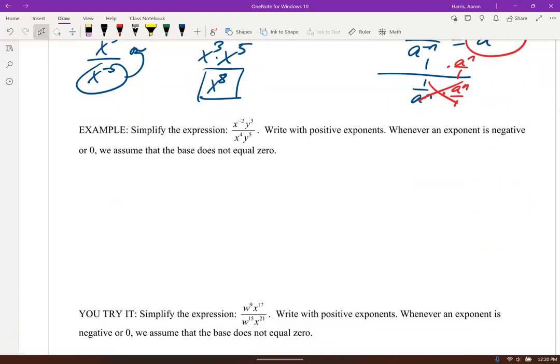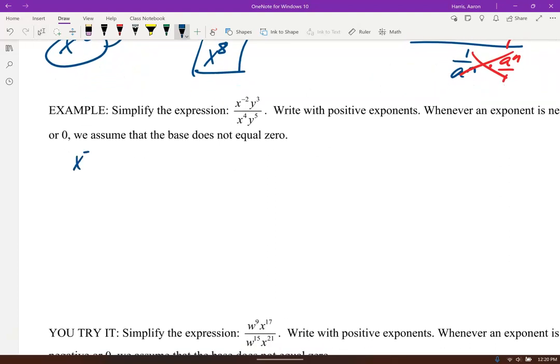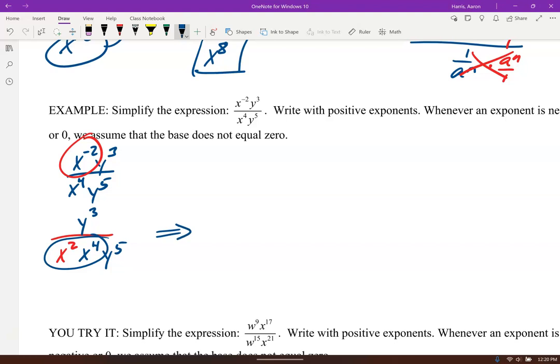All right, let's go ahead and do this one. Then we'll have you guys try one here. X to the negative 2. So that's going to go down to the bottom and become x squared on the bottom. Y to the 3rd stays there. On the bottom, I still have x to the 4th, y to the 5th. Now, notice I have x squared and x to the 4th, so I have x to the 6th. And now I have 3 y's on the top, 2 on the bottom, so I'm left with a y squared down there. So this becomes 1 over x to the 6 y squared.